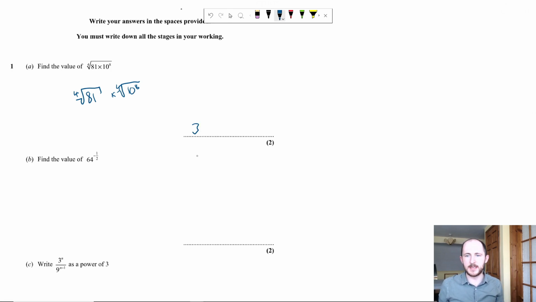And then what happens when you take the fourth root of a power? So what happens to the indices? Well, you actually divide by the index. So you're going to have times 10 to the power of 8 divided by 4, which is of course 2. And it doesn't say to give your answer in standard form or as a normal number, so we can write it in both ways and that should be totally fine for the exam.